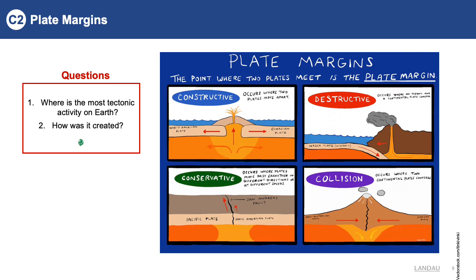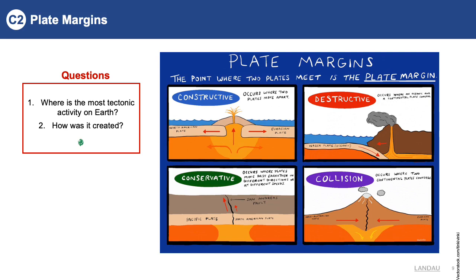Conservative margins. The margins of the plates are not smooth, and that is why they often hook together when plates are sliding past each other. This creates enormous pressure. When the pressure gets too high, it can be released at once, and this can lead to violent earthquakes. There are no volcanic eruptions at these margins. They are called conservative margins. Here, the crust is neither destroyed nor created.